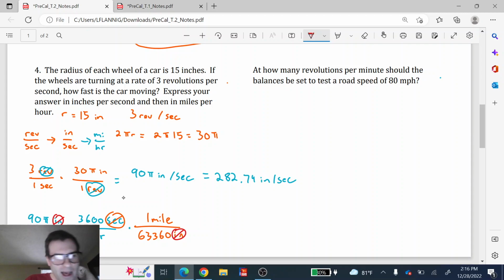So we have 90 pi times 3,600 times 1 on the top. We have 1 times 63,360 on the bottom, which ends up being, when you do all the math in your calculator, roughly 16.06 miles per hour. Again, your goal is to get rid of all of the units.